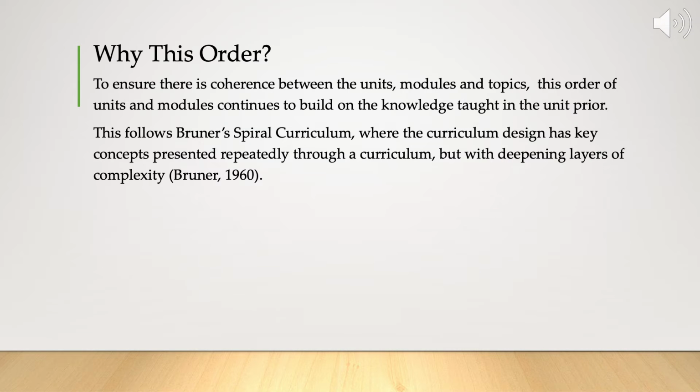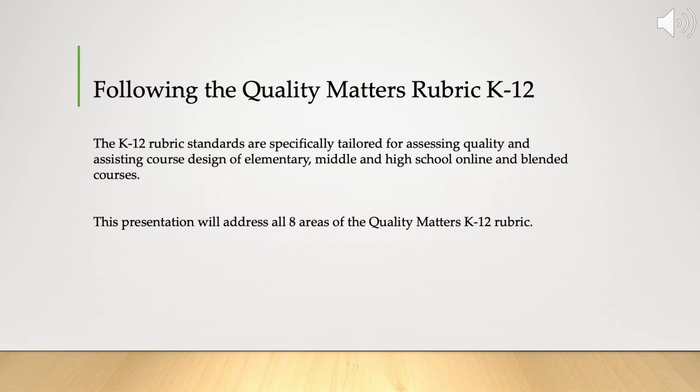So why have I chosen this order? I chose it to ensure there is coherence between the units, modules, and topics, and this order of the units and modules continues to build on the knowledge taught in the unit prior to that. This follows Bruner's spiral curriculum, where the curriculum design has a key concept presented repeatedly throughout a curriculum, but with deepening layers of complexity each time. This course design is following the Quality Matters rubric for K-12.